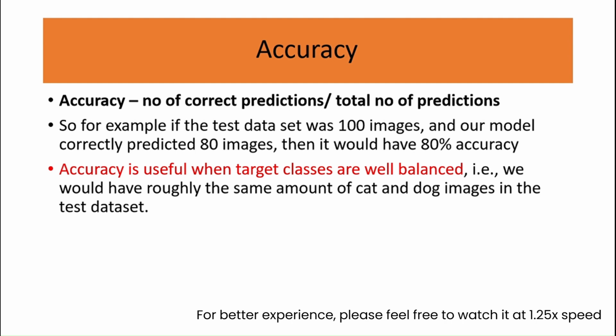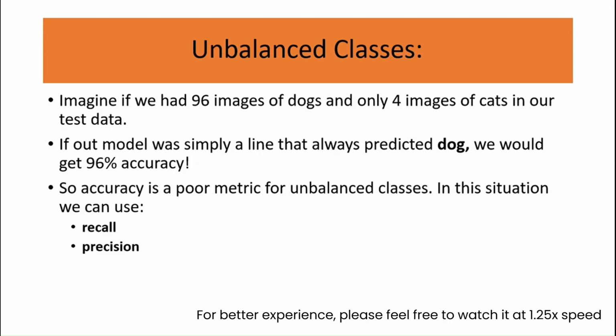Now accuracy is useful when target classes are well balanced. That is, we have roughly the same amount of cat and dog images in the test dataset. So let's say it will be in the ratio of 60-40. But imagine if we had 96 images of dog and only 4 images of cat in our test data, and in that case, if our model was simply a line that always predicted dog, we would still get 96% accuracy.